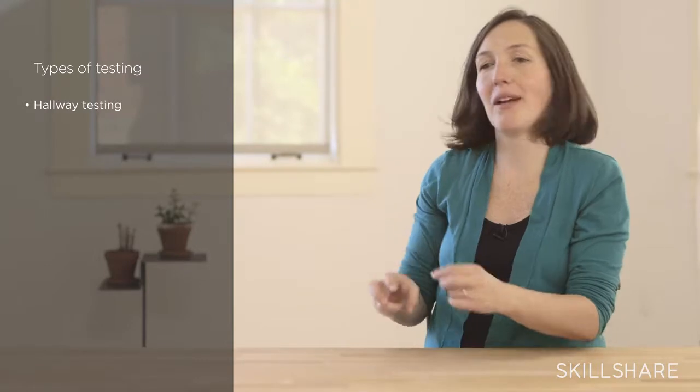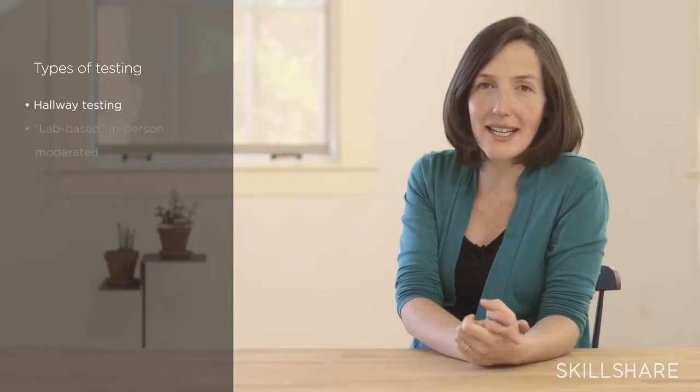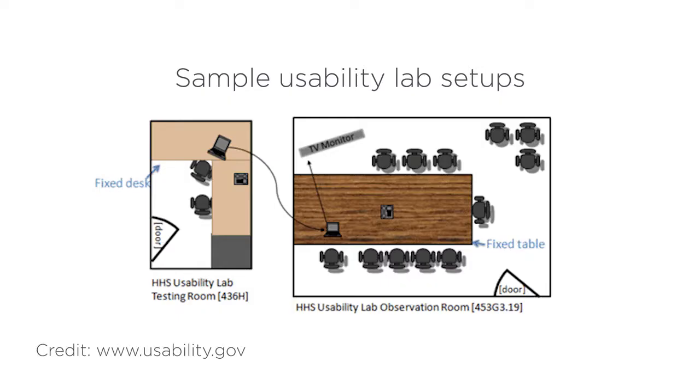One step up from hallway testing is setting up some kind of lab. And this is typically called lab-based usability testing, where you could rent an office somewhere, you could use your office, a quiet office somewhere, you could even rent a true official usability lab, which is really the same kind of lab that market research companies use for focus groups or things like that. But it's basically any environment, any setup, like what I have here, where there's a desk and you can sit with a participant at a desk.